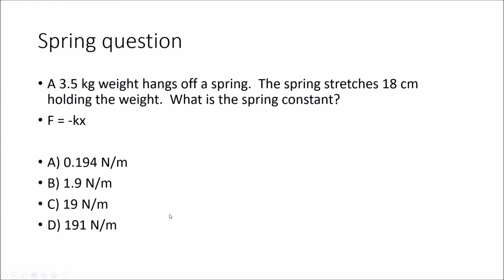Let's do an example with spring constants. A 3.5 kilogram weight hangs off of a spring. Imagine taking a spring and attaching it to the ceiling. And you just let it dangle there, I guess, but then you come along and you attach a 3.5 kilogram weight to the end of it, a 3.5 kilogram mass with some amount of weight. The spring then stretches 18 centimeters while holding the weight. We can use this to calculate the spring constant.